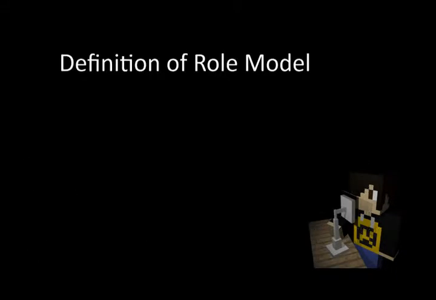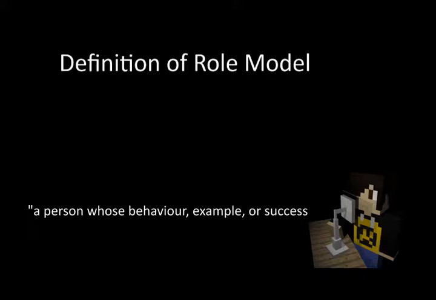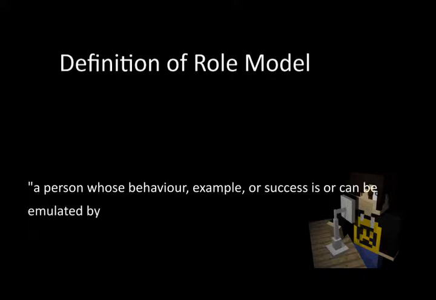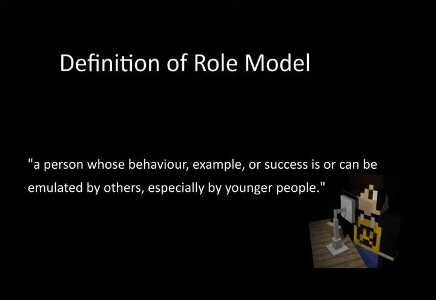You know, if any kid were watching this video, they wouldn't even bother reading the chunk of text that just appeared on the screen. Be concise, right? So let's keep it simple. The definition of a role model is a person whose behavior, example, or success is or can be emulated by others, especially by younger people.